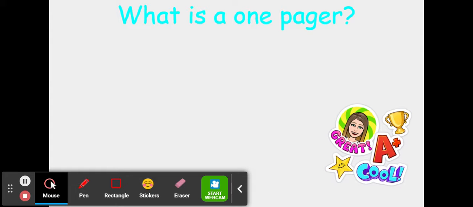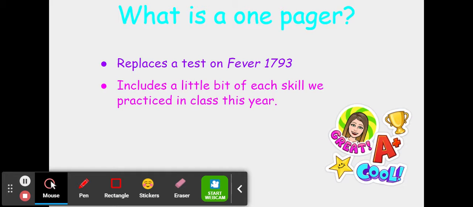Okay, so our final project is called a one-pager. So first question everyone I know will have is, what is a one-pager? And that's okay, because this is different from what we normally do at the end of the year. So a one-pager replaces a test. So instead of having a test on our novel Fever 1793, we're going to complete this project instead. It includes a little bit of each skill that we've done in class this year. So figurative language, supporting a claim with evidence, character traits, cause and effect, things like that.